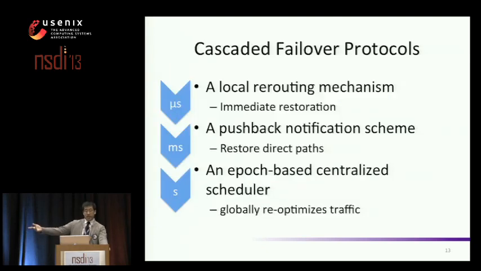And it's in this context that we implement our failover protocols. We use 3 mechanisms that are in slightly different timescales. A local rerouting mechanism that immediately restores connectivity at the point of failure. A pushback notification scheme that restores shortest paths on the order of a few milliseconds. And finally, a centralized controller that globally re-optimizes traffic every few seconds.